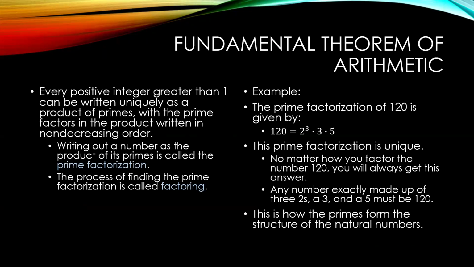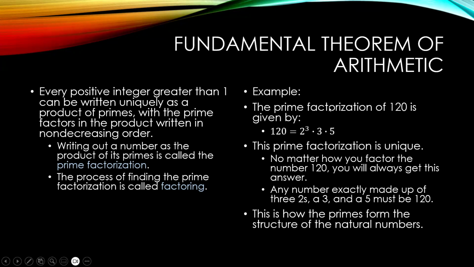The fundamental theorem of arithmetic says every positive integer greater than 1 can be written uniquely as the product of primes, with the prime factors in the product written in non-descending, or non-decreasing, order. Writing out a number as the product of primes is called the prime factorization, and the process of finding the prime factorization is called factoring. So this is saying no matter what number you choose, it can be rewritten as a bunch of prime numbers multiplied together, and some finite number of prime numbers too.